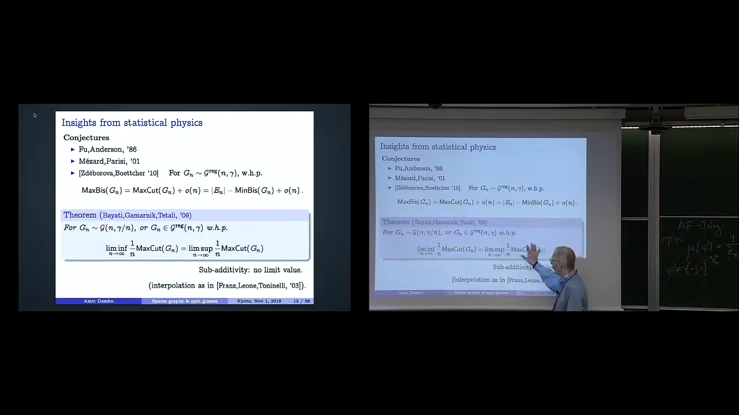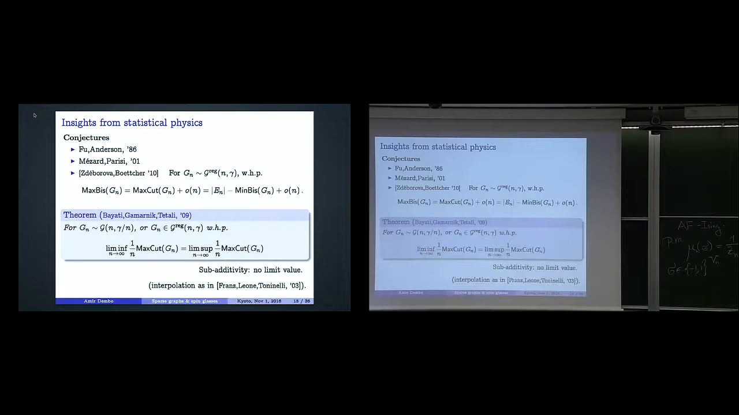So now you have a sequence of numbers. If you can relate the mean value of this quantity for n plus m, n and m, in a subadditive manner, then by the subadditive theory you will get convergence. But this will not tell you what the limit value is, or even give a guess. This is very similar to the interpolation that was done by Franz, Leone, and Toninelli in 2003 for diluted spin glass models. That's where Bayati, Gamarnik, and Tetali got the idea.